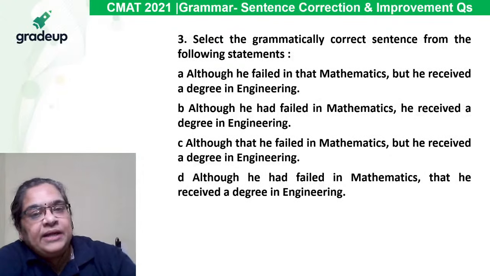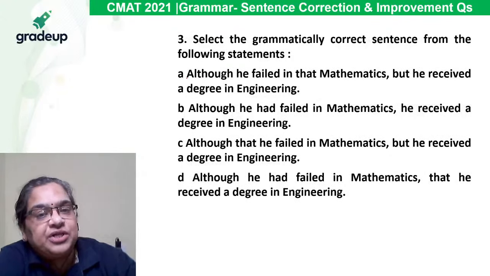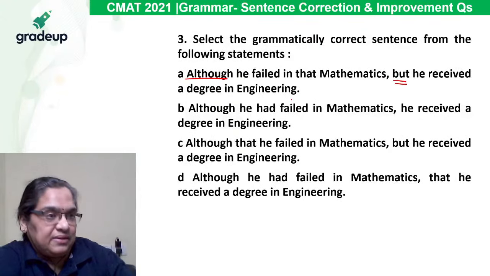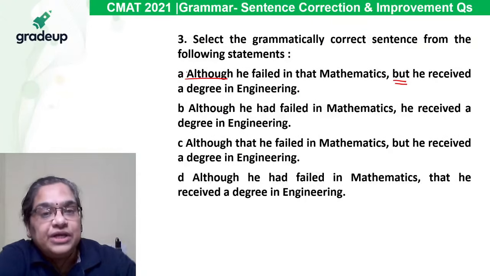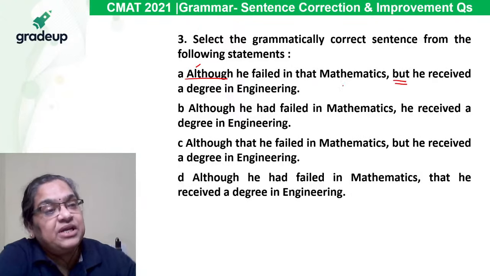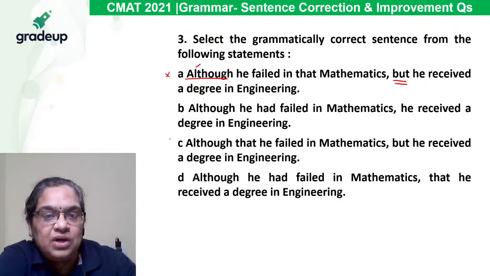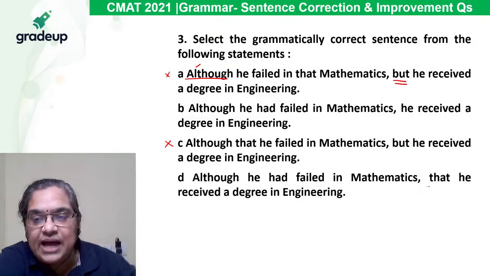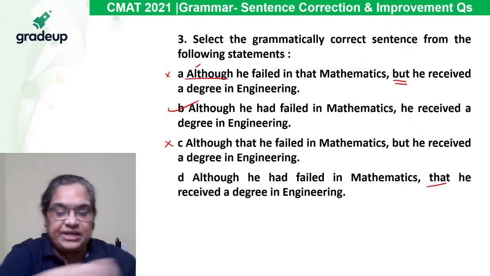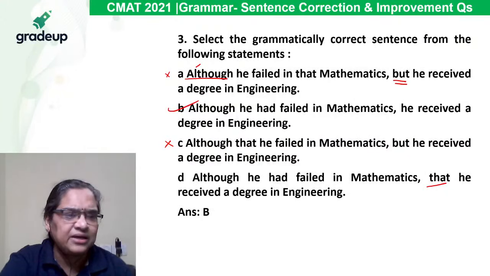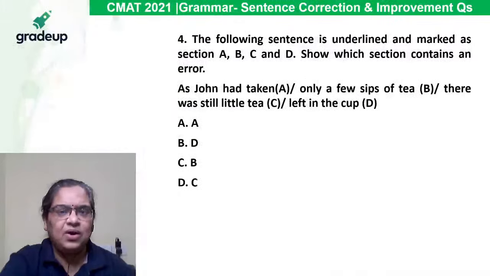The rule is, "although" is a conditional concessional sentence. Although and but don't go together, right? It becomes redundant. Either you say although, or you say "he failed in mathematics but still he received his engineering degree." Therefore, although and but can't be used together. So this is wrong. This is wrong. Here that makes it even worse. So the answer is B. All right. Although and but, although and yet don't go together. Excellent. All right. Next one.